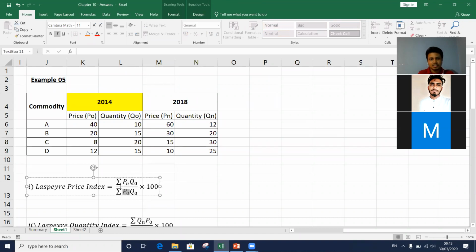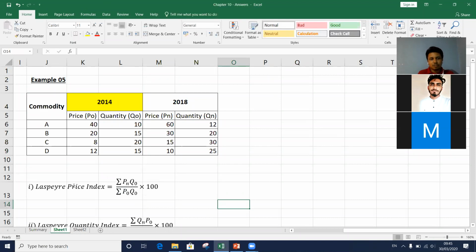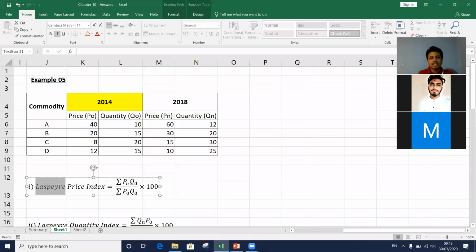Right? Since there are multiple items, we have used the notation sigma. Since there are many items, sigma. Otherwise, it is current year prices divided by base year prices. And apart from that, since we need to calculate the Laspeyres price index, we have assigned a weight. What have we assigned as the weight? Base year quantities. We consider the base year quantities as the weight.